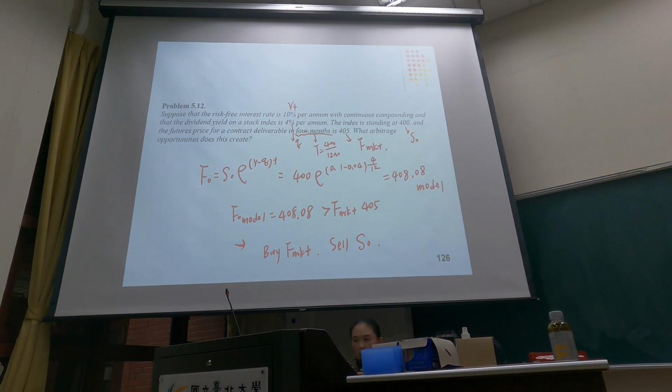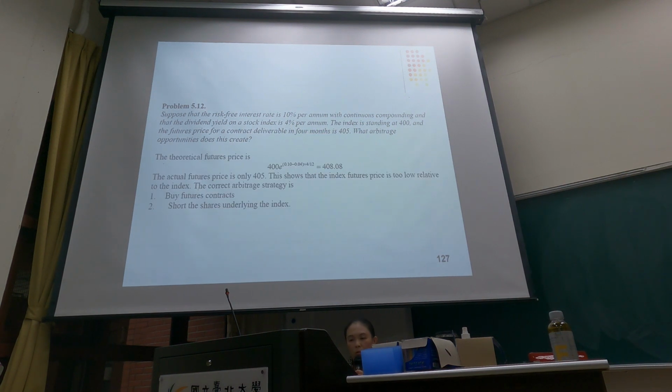Next slide, the same thing, so you can just refer to this. Eventually we conclude: buy the futures contract and short the shares underlying the index. So you buy at F market, you sell S0.